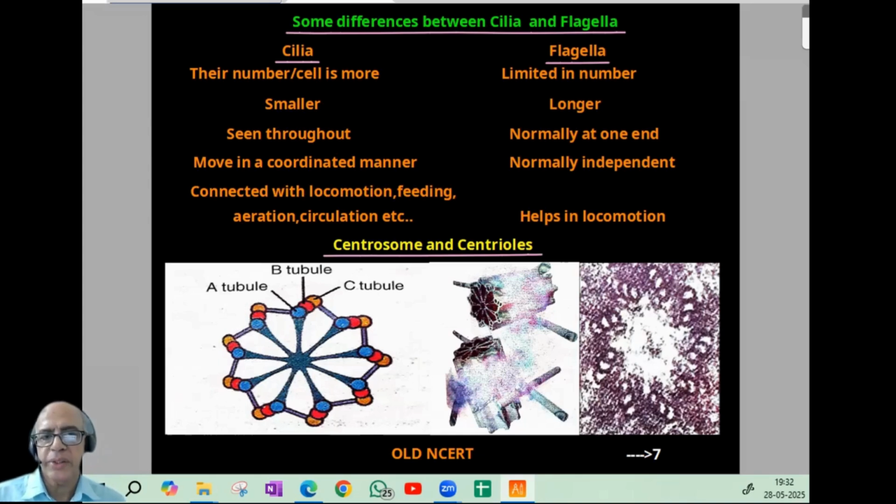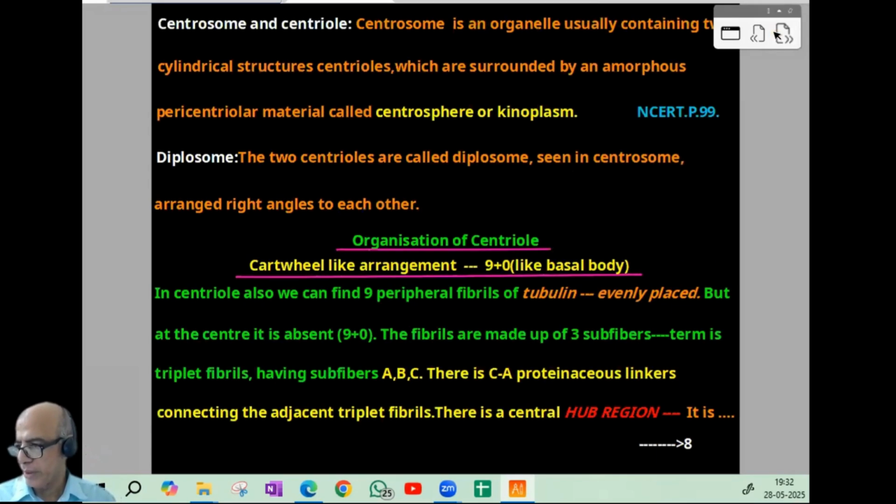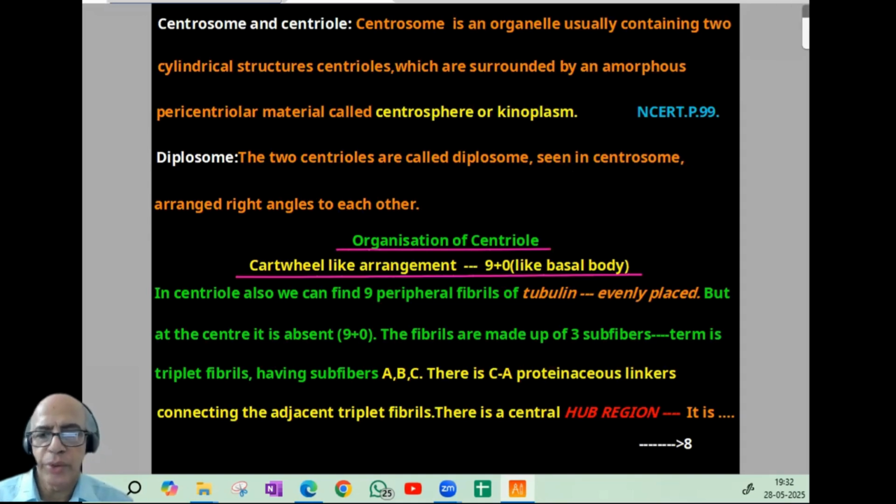Now comes the next structure, centrosome and centriole. All these are from the old NCERT, just shown, that's all. In the present NCERT, I think there is no diagram of the centriole. Just to show the old NCERT diagrams. Now we can proceed to the next page, centrosome and centriole.